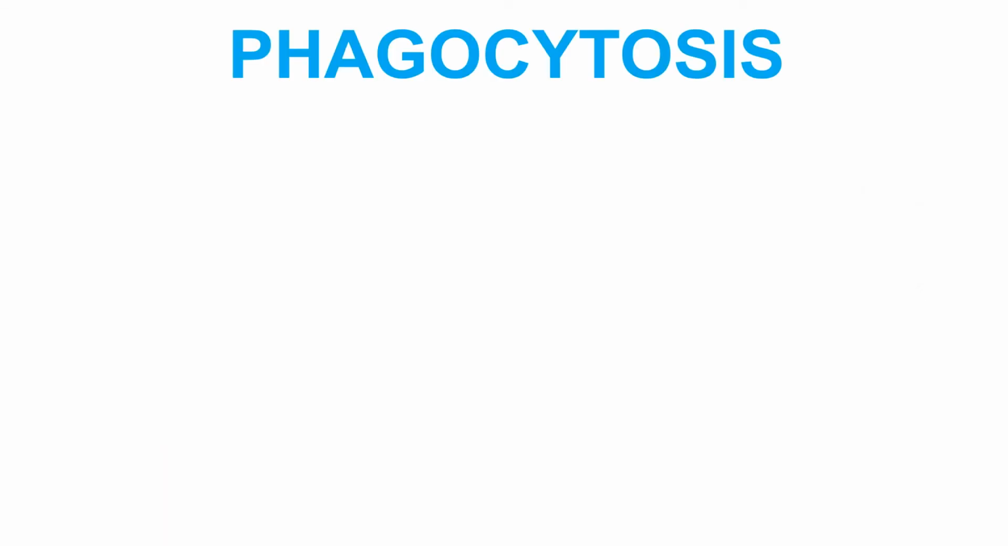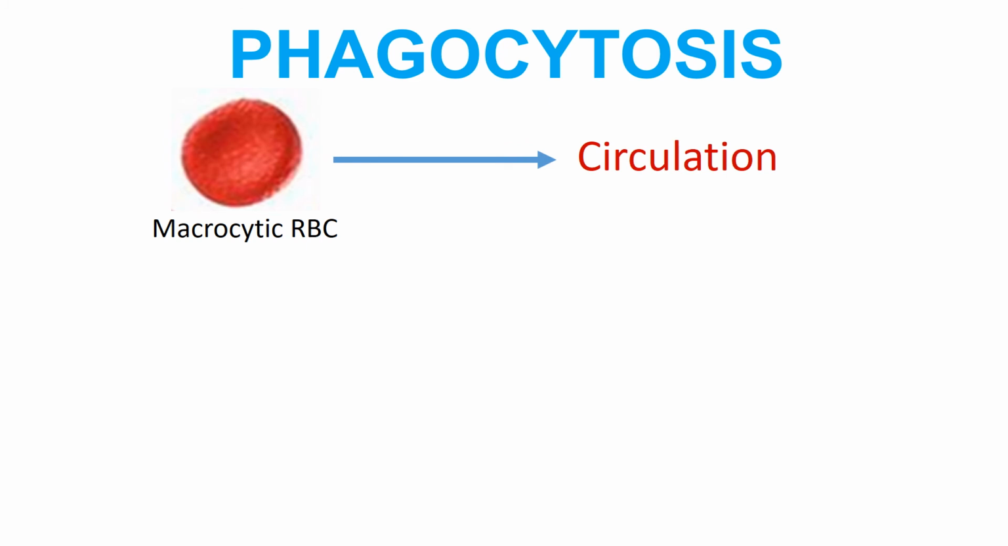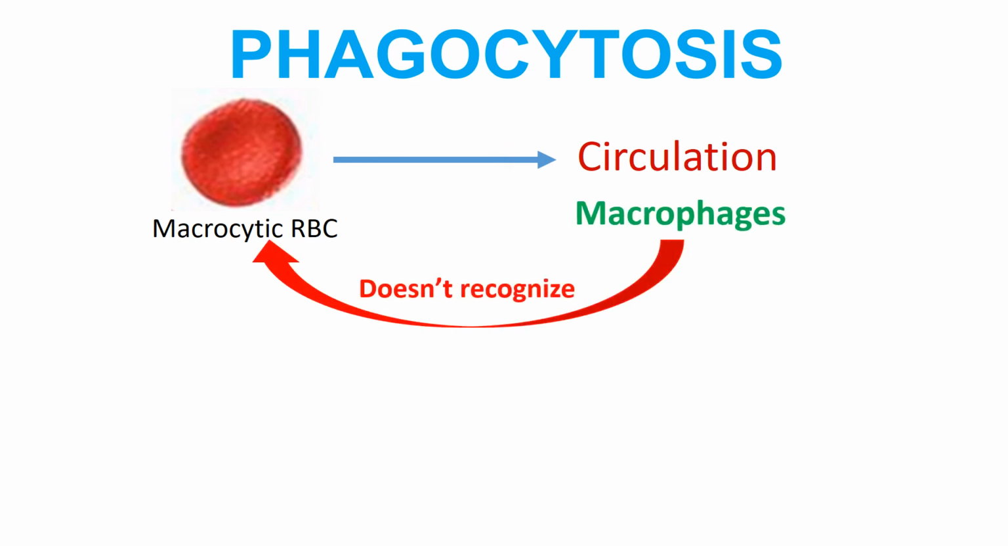Now, let's discuss the main agenda, phagocytosis. Whenever there is a macrocytic RBC, there is no problem as long as it's inside the bone marrow. Once it gets released into the normal circulation, the problem starts, as macrophages cannot recognize this macrocytic RBC, so they try to destroy it, that is, phagocytose it.